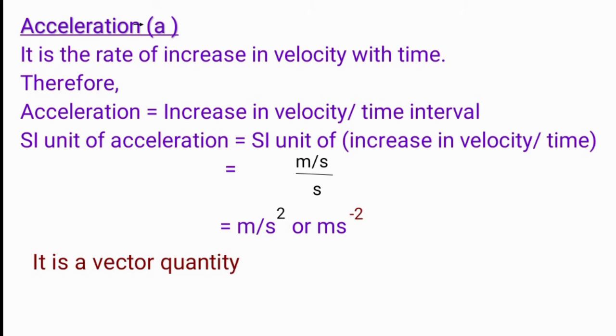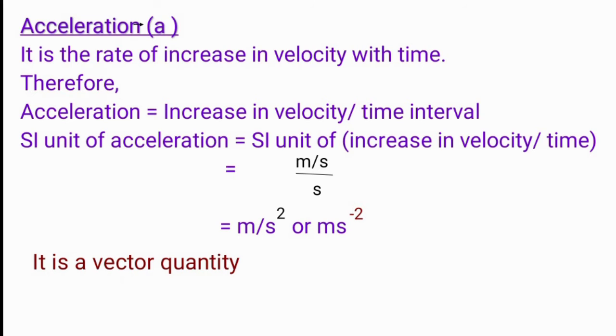When the velocity of the body increases with time, then the body will have acceleration. So acceleration is the increase in velocity by time. Its SI unit is meter per second square and it is a vector quantity.